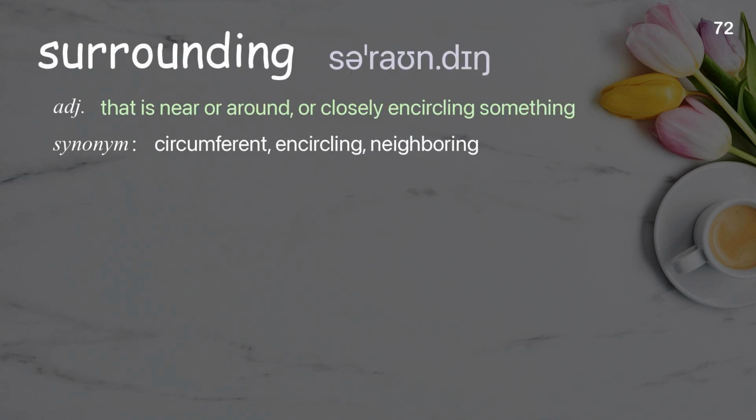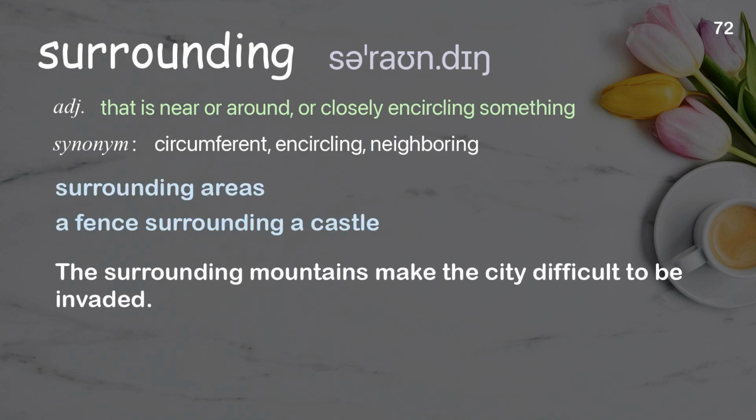Surrounding. That is near or around, or closely encircling something. Examples: Surrounding areas. A fence surrounding a castle. The surrounding mountains make the city difficult to be invaded.